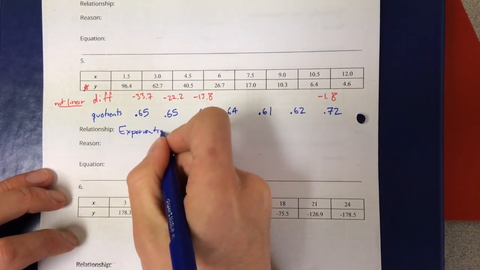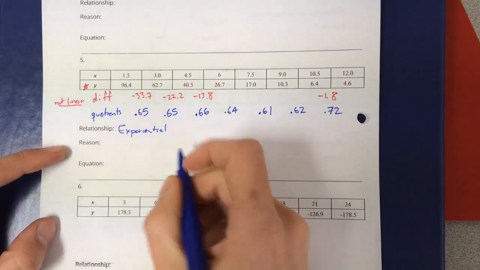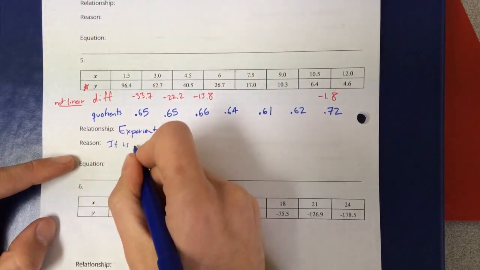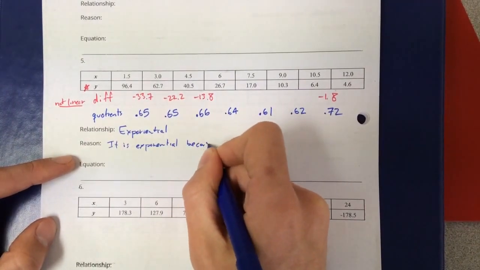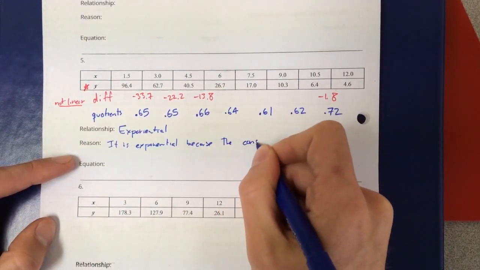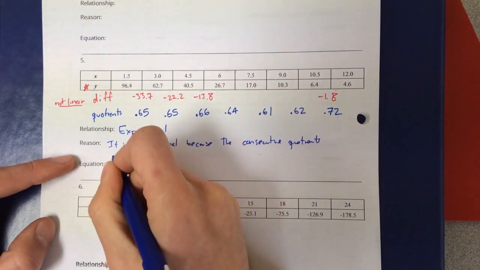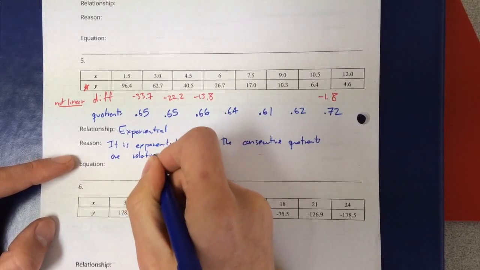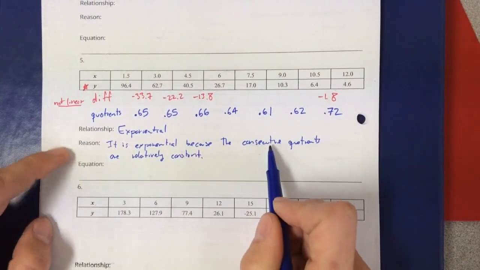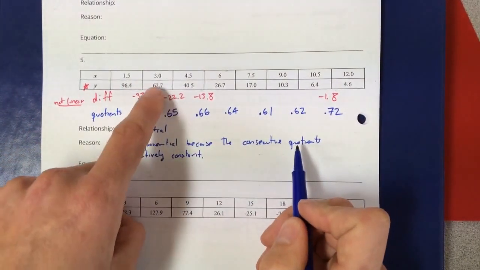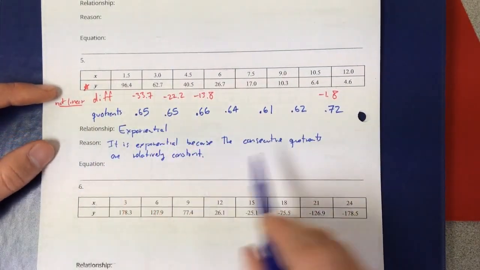My explanation is, why is this exponential? It's not just because it's not linear. It is exponential, full sentences here, because the consecutive quotients are relatively constant. What that means is that the consecutive, so following each other, quotients, when I divide the things right next to each other, they're all about the same. That tells us we have a constant multiplier throughout.